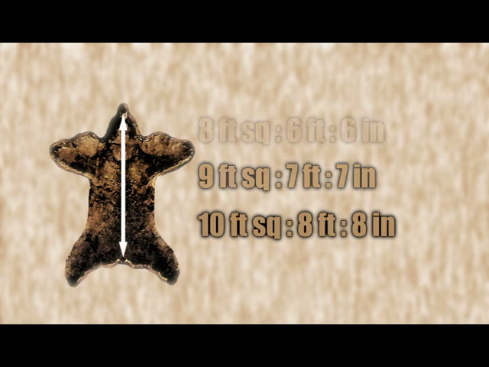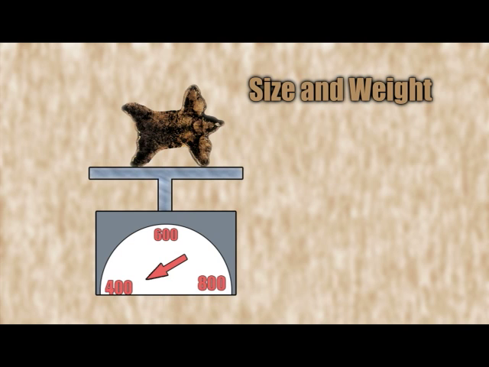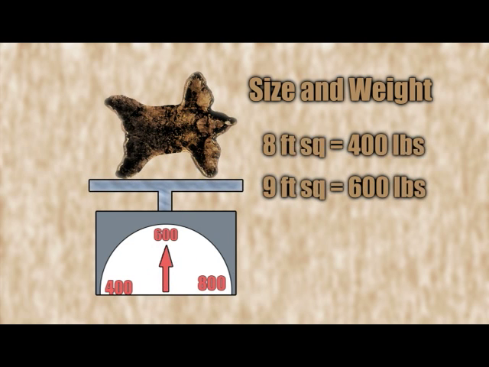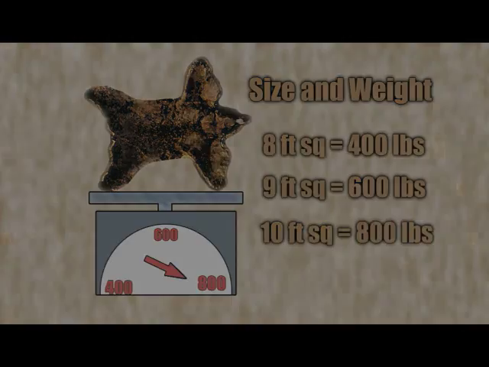The weight is one of the more interesting comparisons in that the weight on an 8-foot bear will be about 400 pounds. The weight on an animal that's going to square approximately 9 feet will be about 600, and the weight on a bear that's going to be in the 10-foot range will be about 800. So the difference between an 8-foot bear and a 10-foot bear is about double.